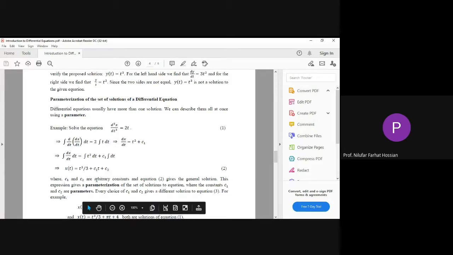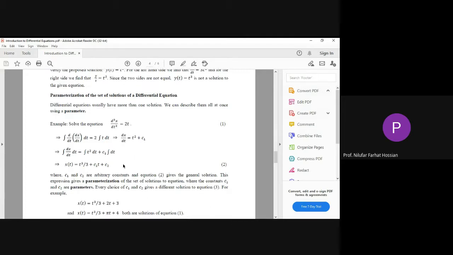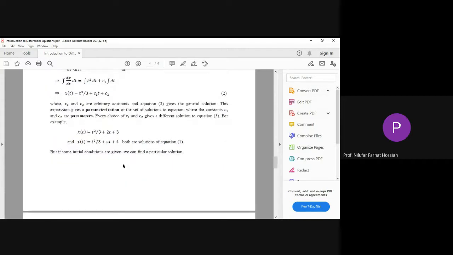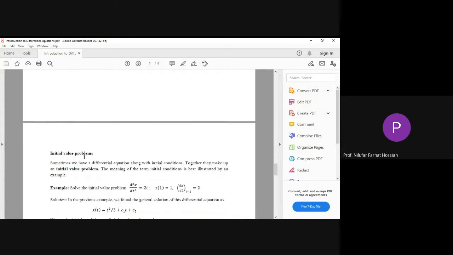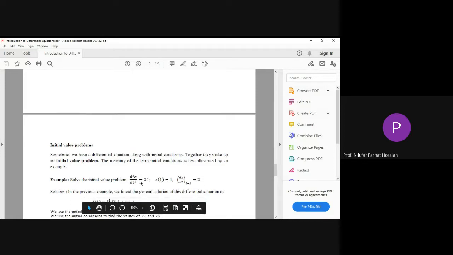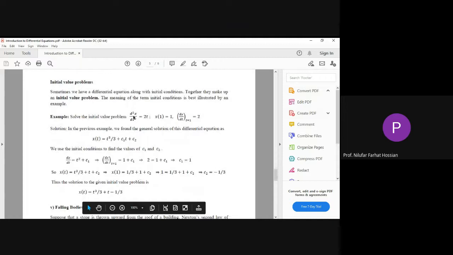Here the two parameters are C1 and C2. These are constants, and for any value of C1 and C2, this differential equation will be satisfied. You just find dx by dt and d square x by dt square, and you will see that this equation is satisfied. And if you are given an initial condition, an initial value problem means you are given an initial condition. So I have done the same math, same differential equation.